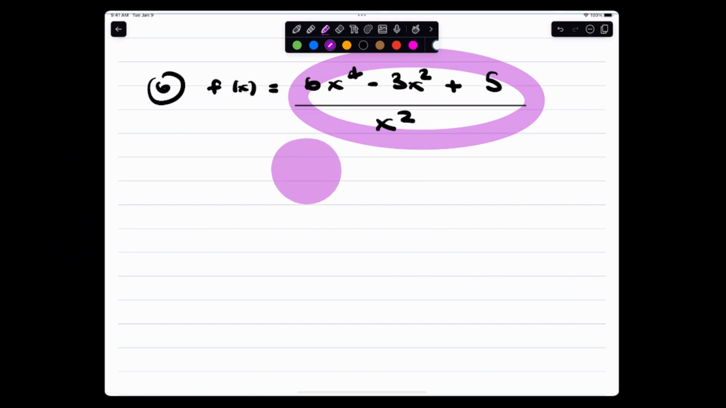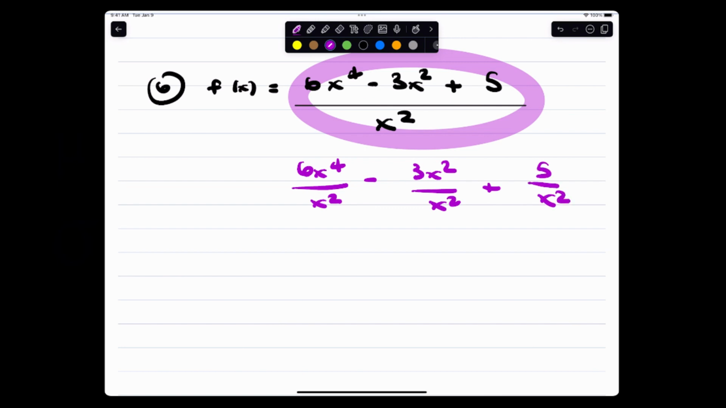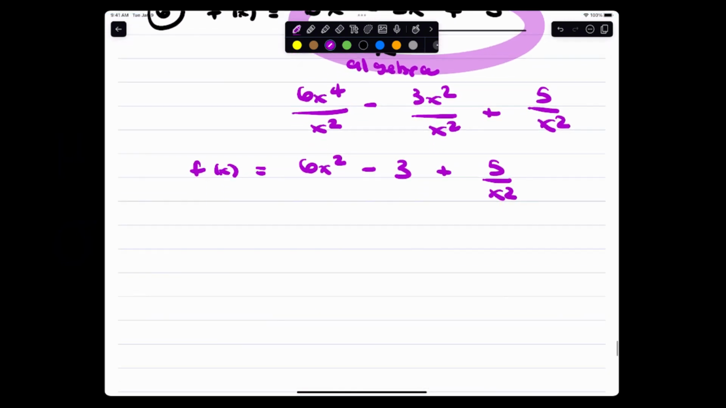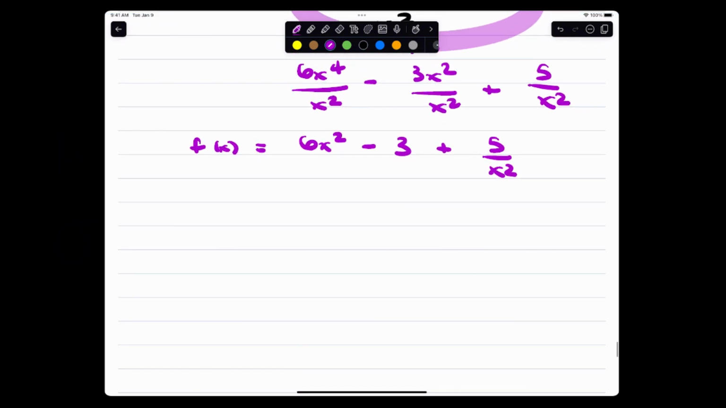The point I'm making is you're going to have to do what with the algebra part? You guys remember? This is kind of like what we call distribute your division. And the function then really is going to be what? 6x squared minus 3 plus 5 over x to the second power here. So you're going to have to do some beginning algebra first. Okay, you guys okay with that?